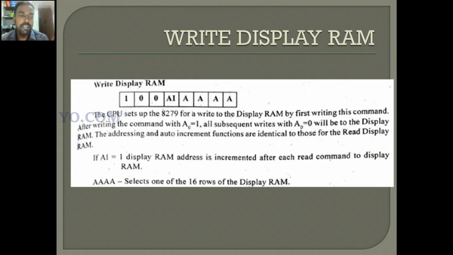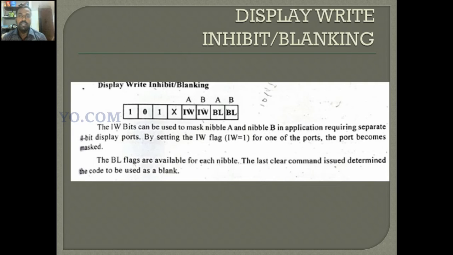From an exam point of view, you can draw this control word and just write what AI is and what AA is. Right. The next one is display write inhibit or blanking.